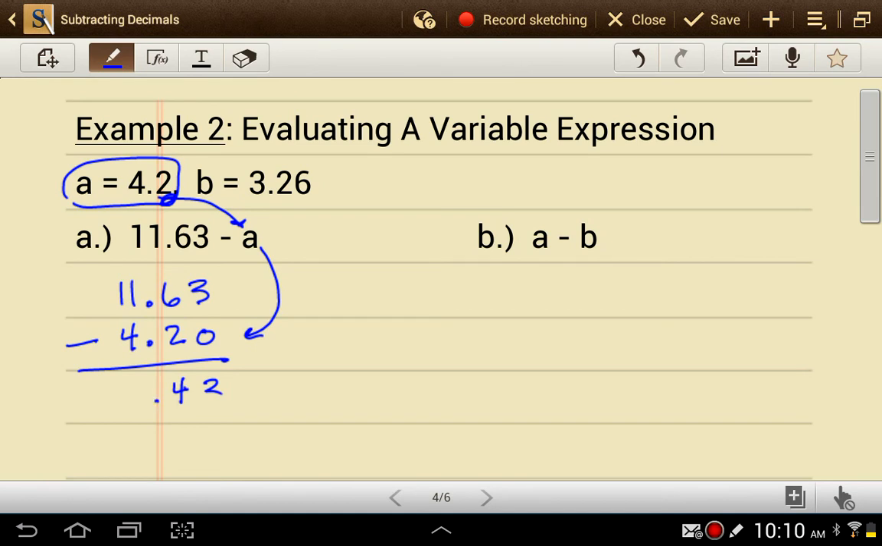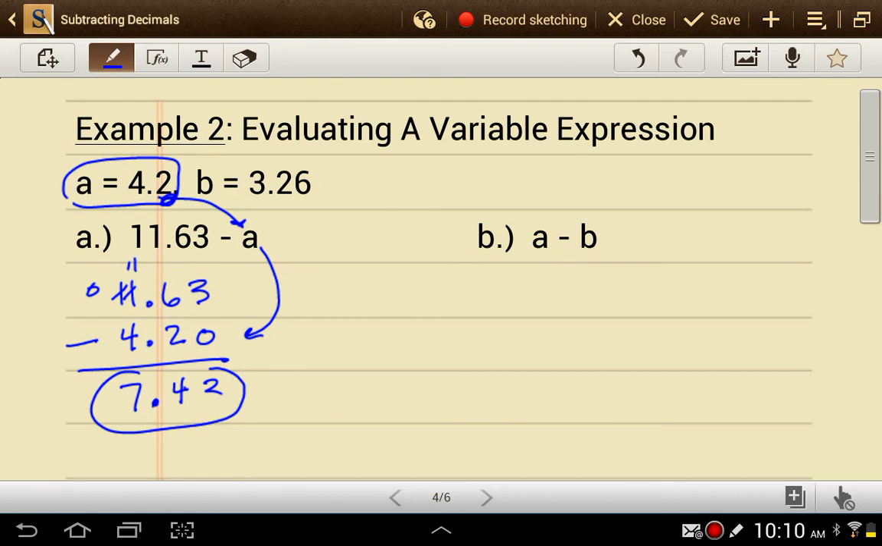Decimal point moves down. 1 minus 4, I can't do. That becomes 11, and that becomes 0. 11 minus 4 is 7, and that's what I'm left with, 7 and 42 hundredths. Now, some of you could have done that without borrowing and just done 11 minus 4, which is fine.